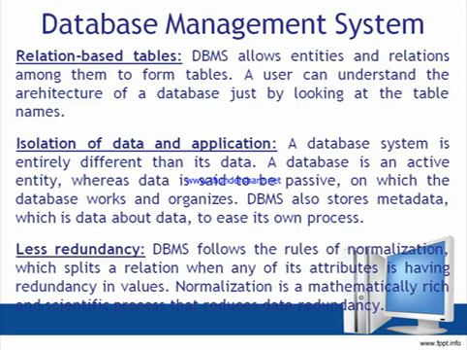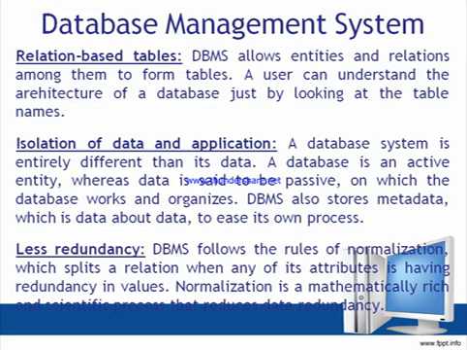Isolation of data and application. A database system is entirely different from its data. A database is an active entity, whereas data is said to be passive, on which the database works and organizes. A database management system also stores metadata, which is data about data, to ease its own process.